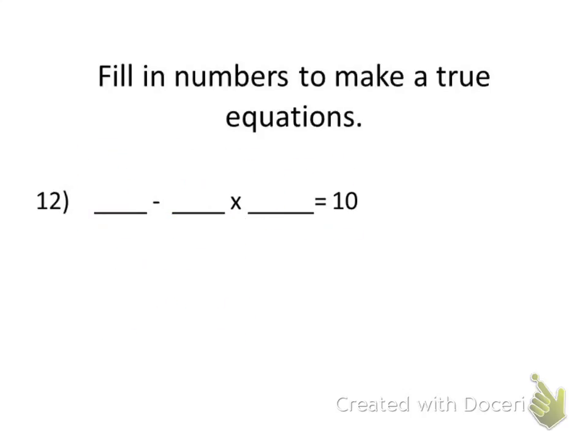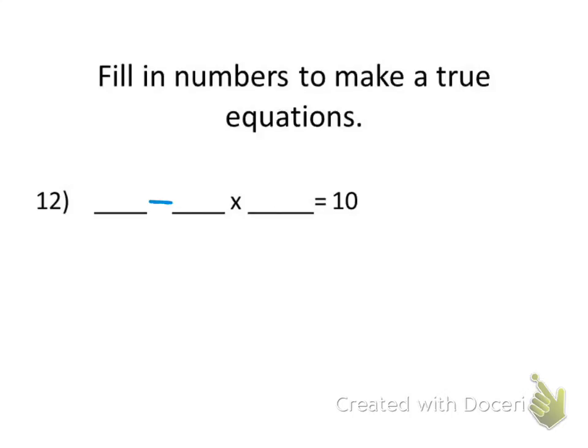All right, let's try one more, and then I'm going to give you guys your homework. So we have blank minus blank times blank equals 10. I won't give you too much guidance. Just let me know when you think you have it. Paying attention to the order of operations, I know I have to do that multiplication first. So if you're like me, you'd kind of work backwards from there.